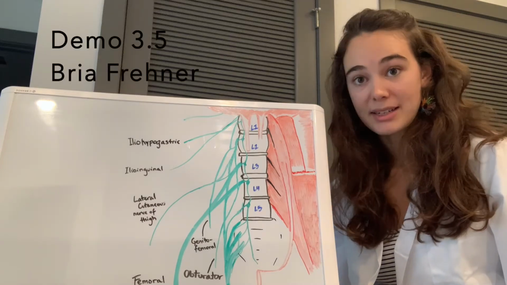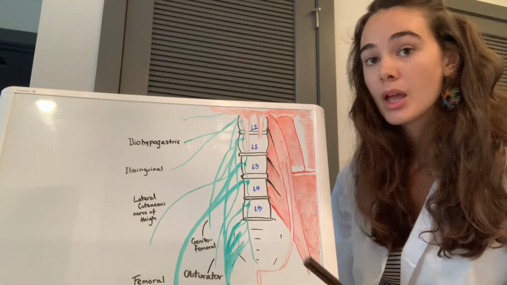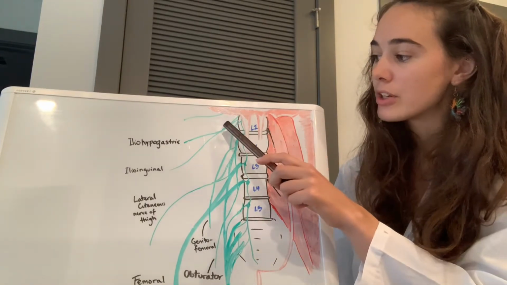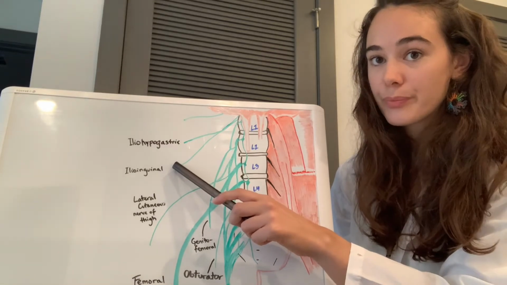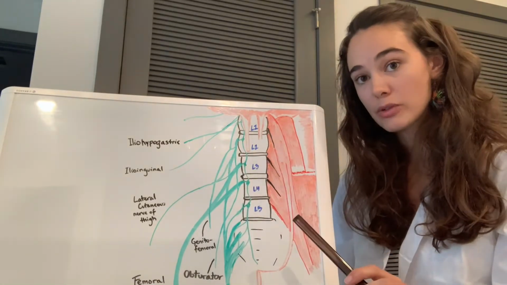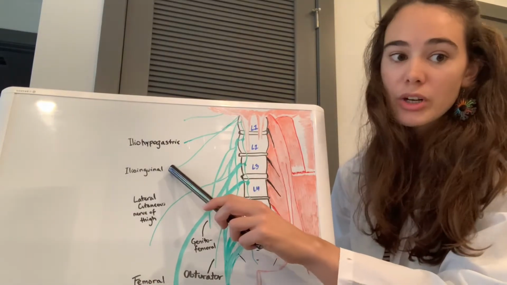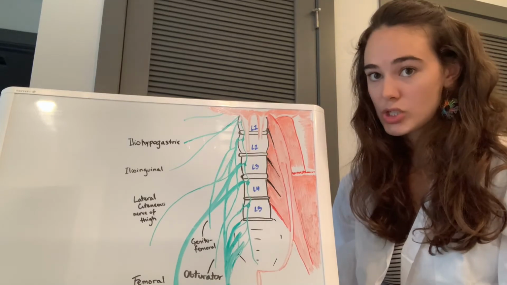Nerves from the lumbar plexus originate from ventral rami from L1 through L5. Beginning at L1, this spinal nerve bifurcates into the iliohypogastric and the ilioinguinal nerve. The iliohypogastric nerve innervates skin of the gluteal and pubic regions, while the ilioinguinal nerve innervates abdominal muscles as well as skin of the pubic and inguinal regions.